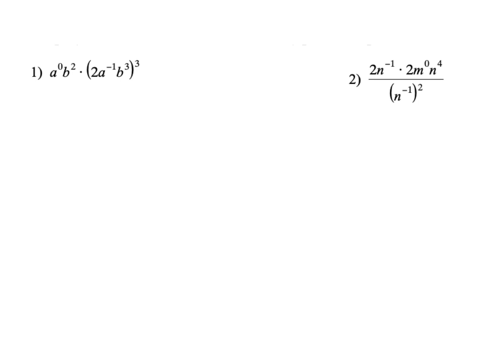I'm going to leave the first part of this alone, and I'm going to take every piece of this to that third power. Now I can go ahead and simplify this a to the 0. That is simply just the number 1. So up here I have 1 times b squared. We know that my identity property tells me I can leave that as b squared. 2 cubed, well, that is going to give me 8.